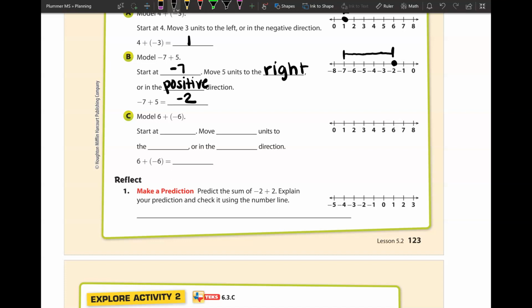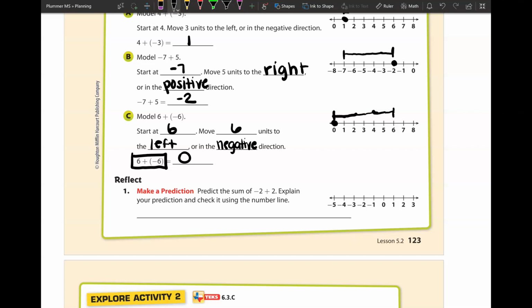Now it says model 6 plus -6. So start at -6. Oh, I'm sorry, start at 6. Move 6 units to the left or in the negative direction. So let's model it. We're going to start at 6 and we're going to move 6 places to the left. 1, 2, 3, 4, 5, 6. So we end up at 0. So we know that a whole number and its opposite, when added together, the answer will be 0.